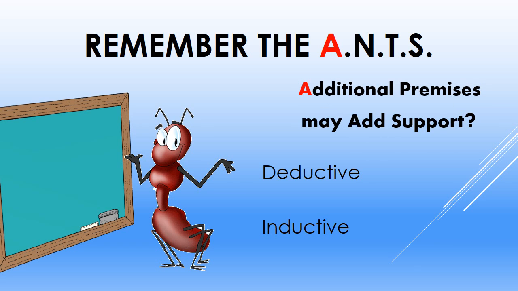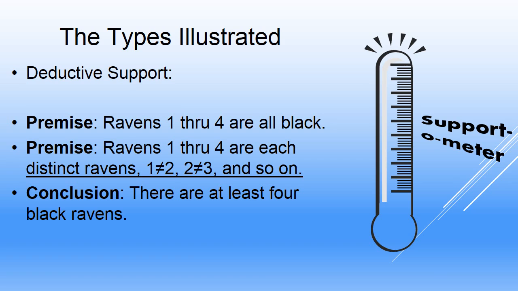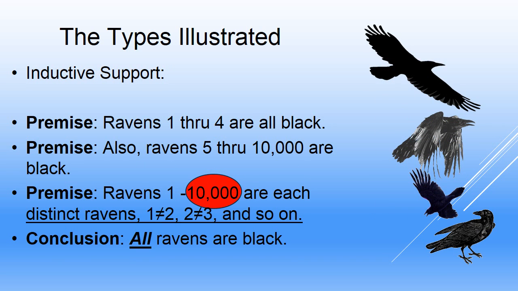A, in the term ANTS, ants, refers to additional premises and whether or not they can add support. In a deductive inference claim, that should not be permitted, but in an inductive inference claim, it's always permitted. So in our example of deductive support for the conclusion that there were at least 4 black ravens, our premises, that we already cataloged 4 black ones, raised our support to the maximum possible degree. You just can't get better than 100%. But we also had an example involving 10,000 cataloged ravens. Now you can add more support to your conclusion that all ravens are black. It's just as simple as going out and counting a few more ravens.